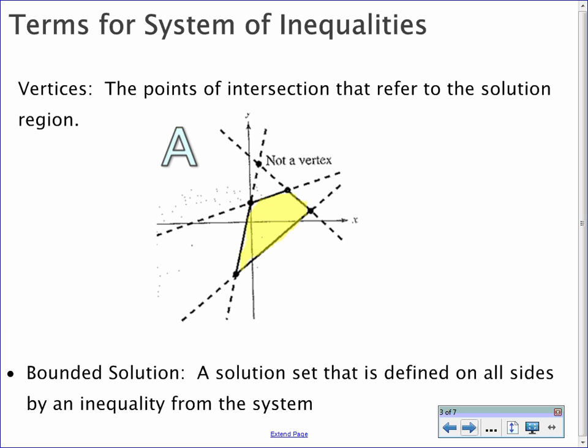So, when we shade, anytime you have a corner that is bounding the shading, we call that a vertex. Okay, see where these lines are intersecting and the shading is inside? That is a vertex. This up here, not a vertex because it's not bounding the shading. This is a bounded solution because it's bounded everywhere. It doesn't go on and on in any direction.